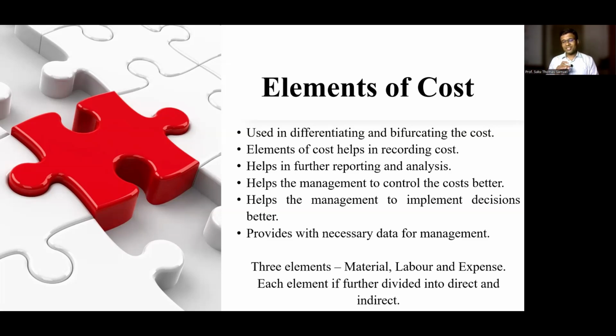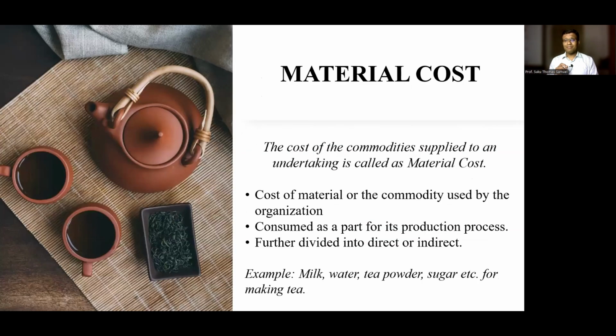Now, what is interesting is that each of these elements can be further classified into direct and indirect. Now, let's dive deep into understanding each of these elements in detail. The first element that we will be talking about is the material cost. Now, what is material cost? Material cost is the cost of commodities supplied into an undertaking. That is what we call material cost.